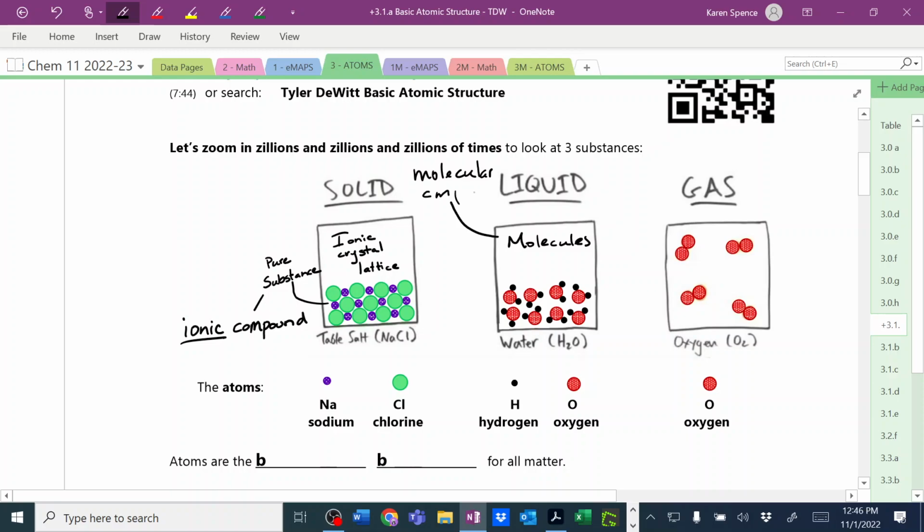Are we okay with CMPD for compound? Okay. And that's also known as what? A molecular compound is also known as a covalent compound. Okay.